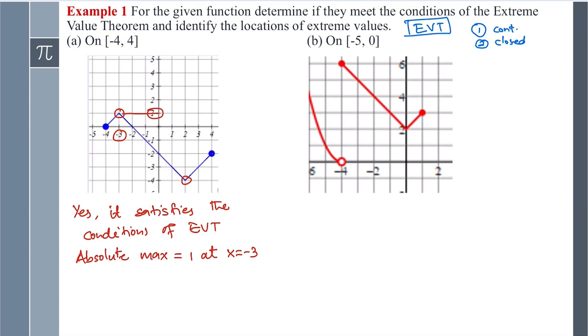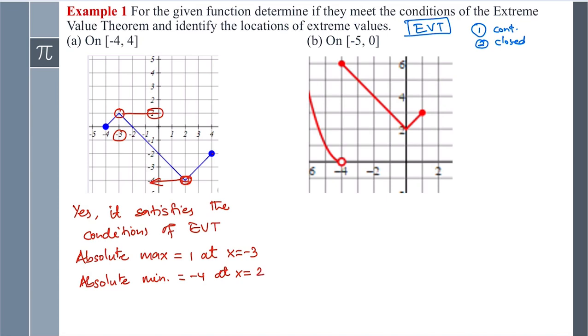Okay, similarly the lowest point on the graph is this one right here, so the y value for that is -4, the x value is 2, so the absolute min is -4 is the y value. And where does that occur? It occurs at x equals 2.